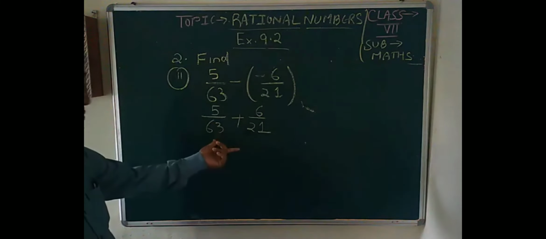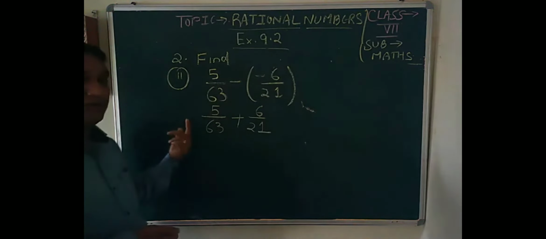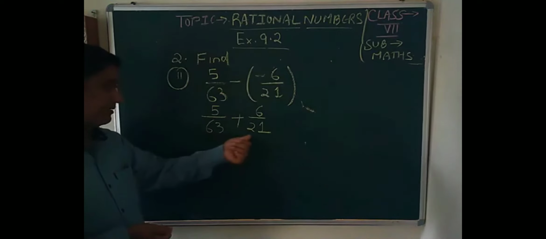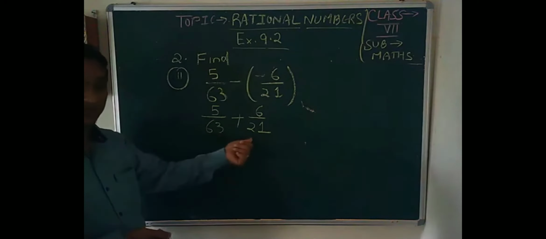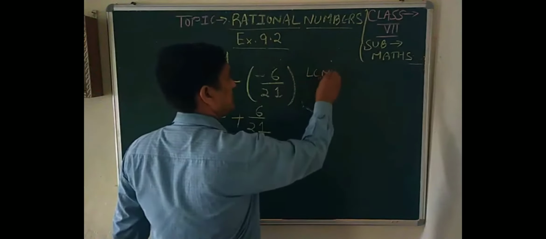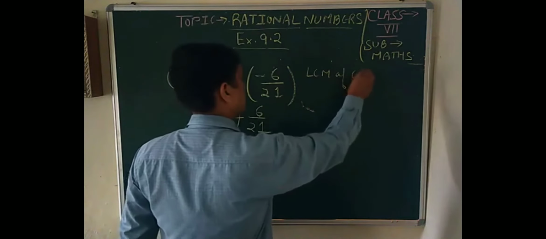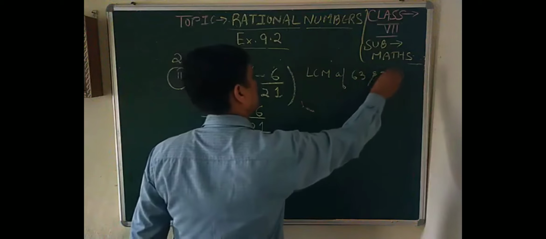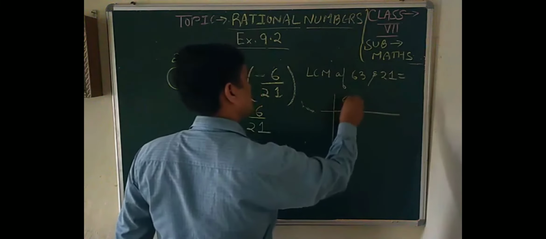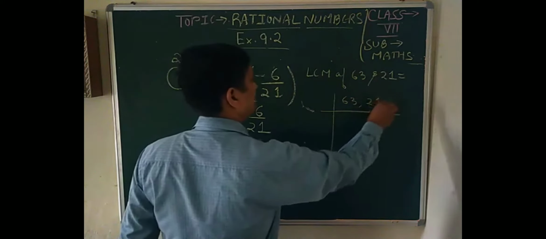Now here also you can proceed the same way that we have learned in question number 1. That is, first check the denominator. Here denominators are different. Now we have to find their LCM. LCM of 63 and 21. Find their LCM. 63, 21, 3.